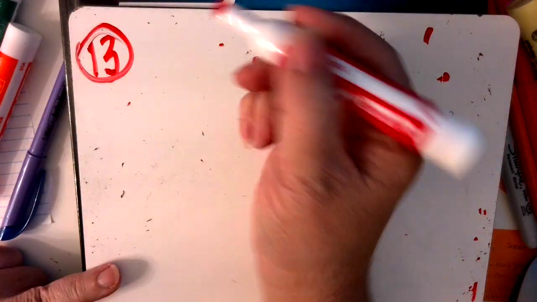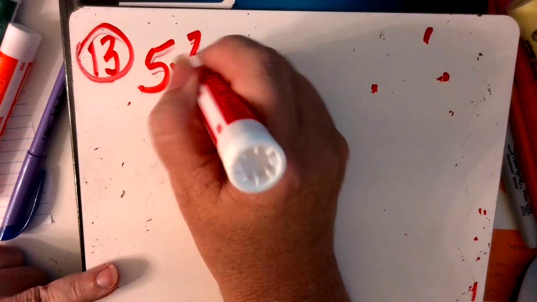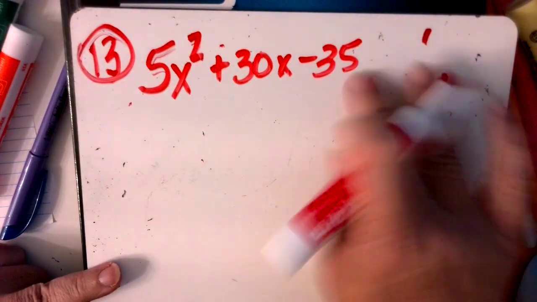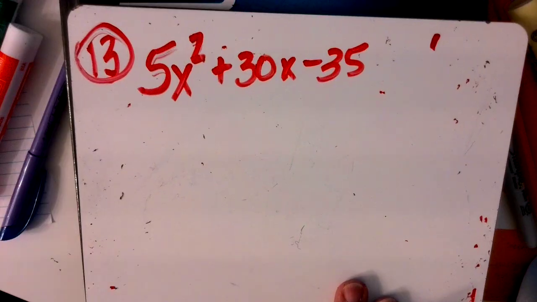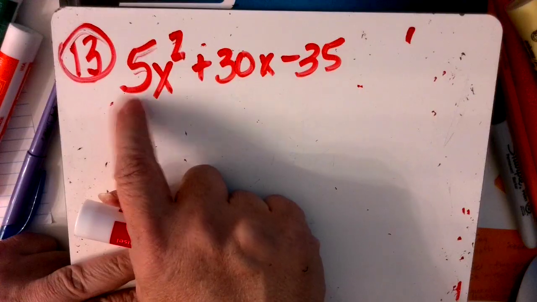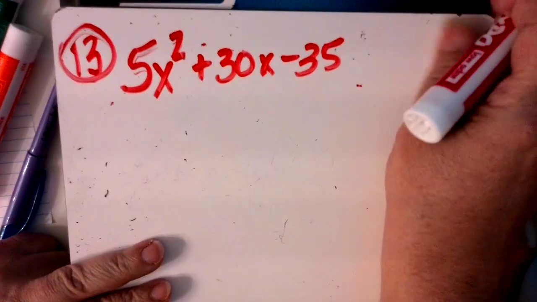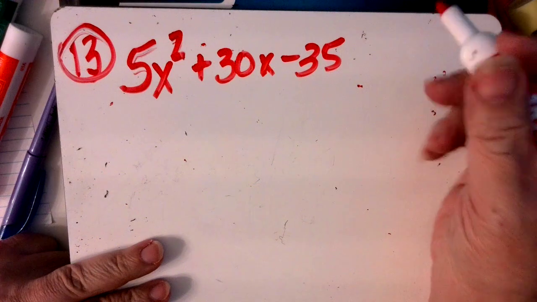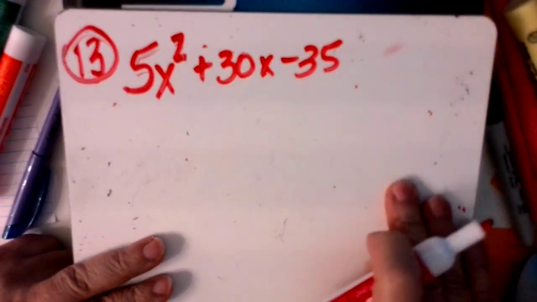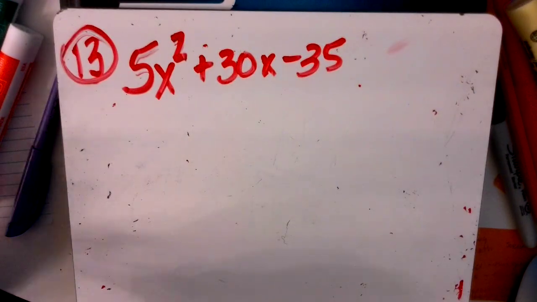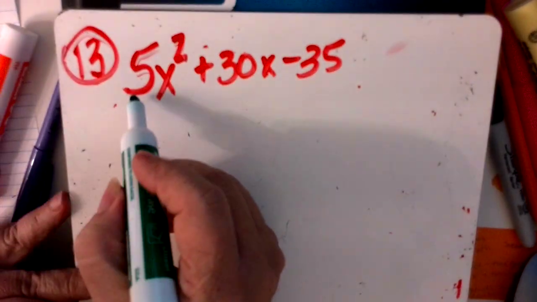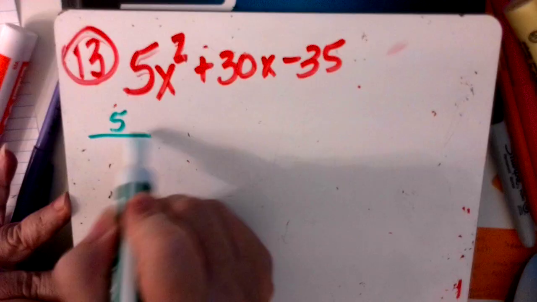So 13 is 5x squared plus 30x minus 35. You'll notice this one, the A is not 1. When A does not equal 1, we're going to see if we can pull out a greatest common factor first. So before I do my A, B, and C, let's look here. Just a review for GCF: take the first number and make factor tables.